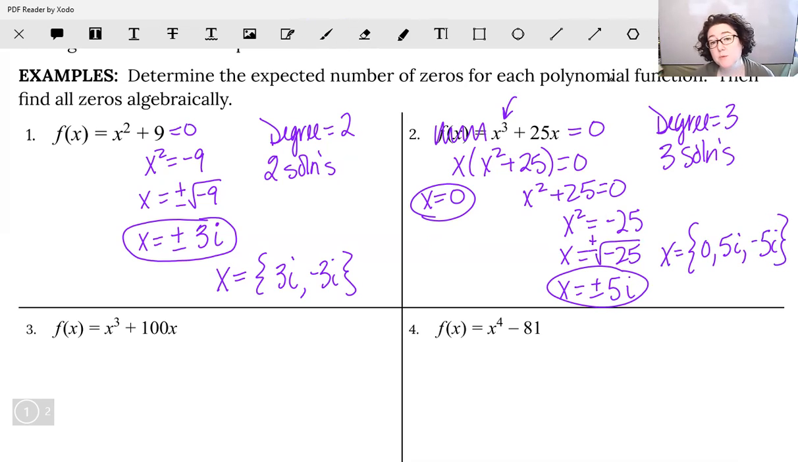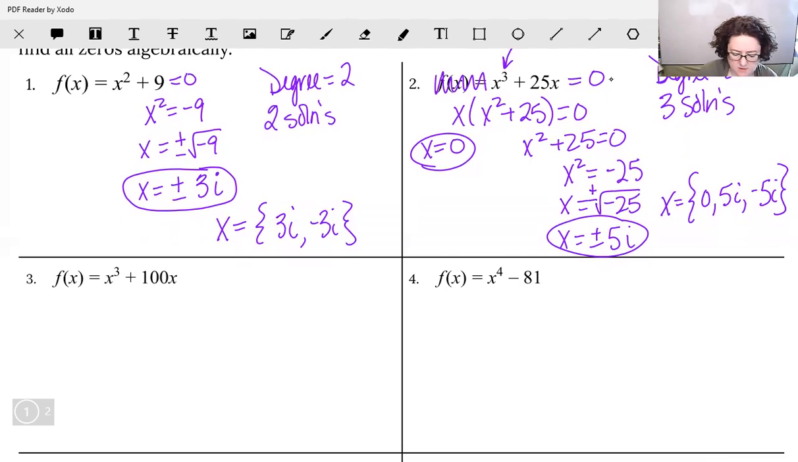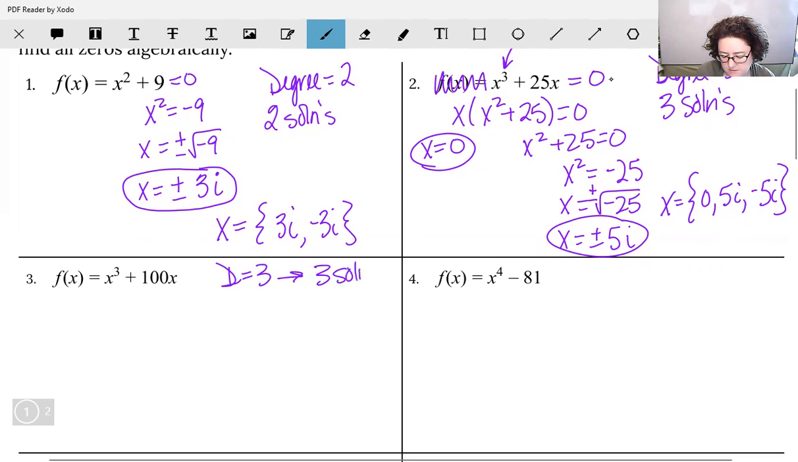Alrighty, problem number 3. So again, what's our degree and how many solutions should we expect on this? Well, highest degree is 3, so we should have 3 solutions. Same type of scenario as number 2. So it wouldn't be a bad idea, go ahead, pause the video, see what you get out for x, and then come back and check your work.